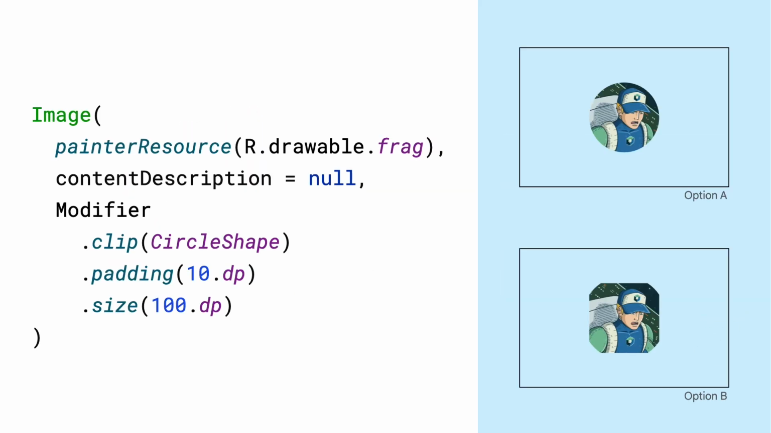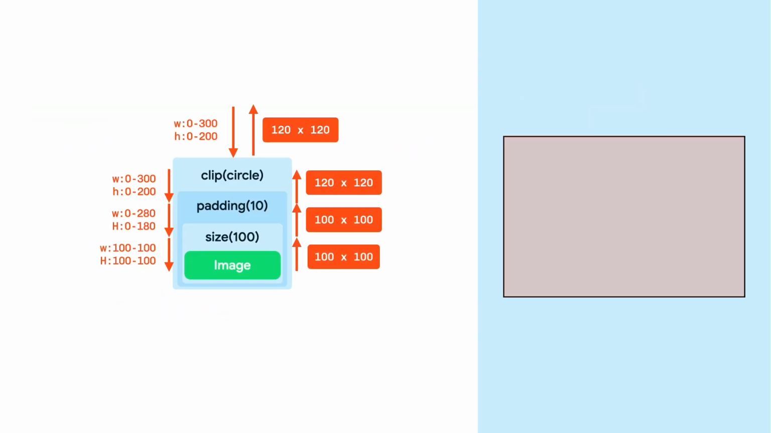And now if we look at our final example, you might already be able to solve it using the knowledge that we've gained so far. Looking at our UI tree, there's nothing new. The clip modifier does not change the constraints. The padding modifier lowers the maximum constraints. And the size modifier sets all the constraints to 100 dp. The image adheres to those constraints and it reports a size of 100 by 100 dp. The padding modifier adds 10 dp on all sides, so it increases the reported width and height by 20 dp.